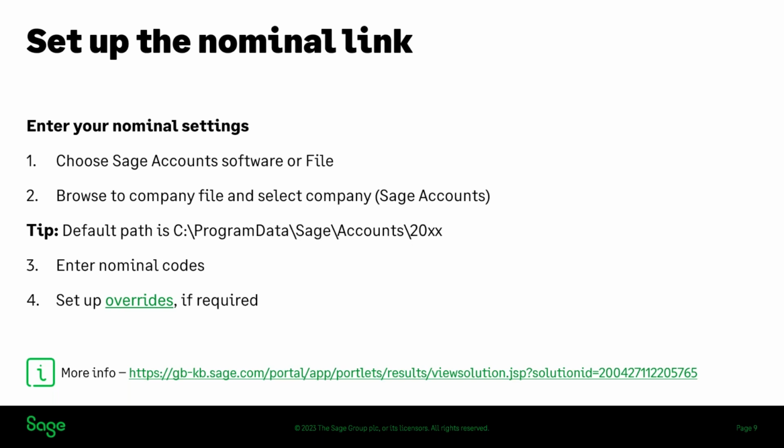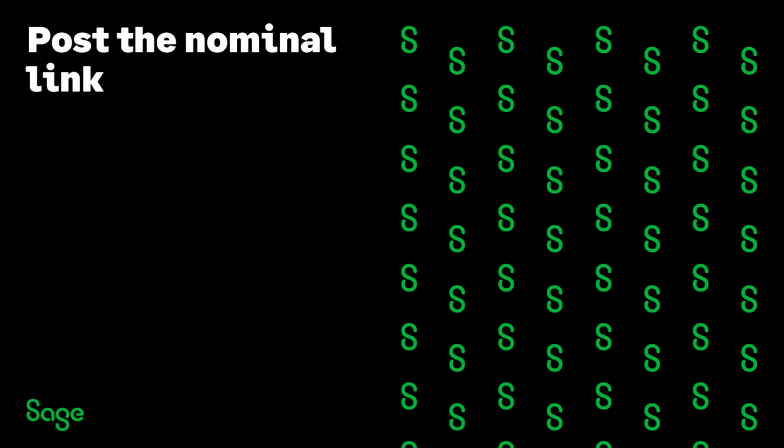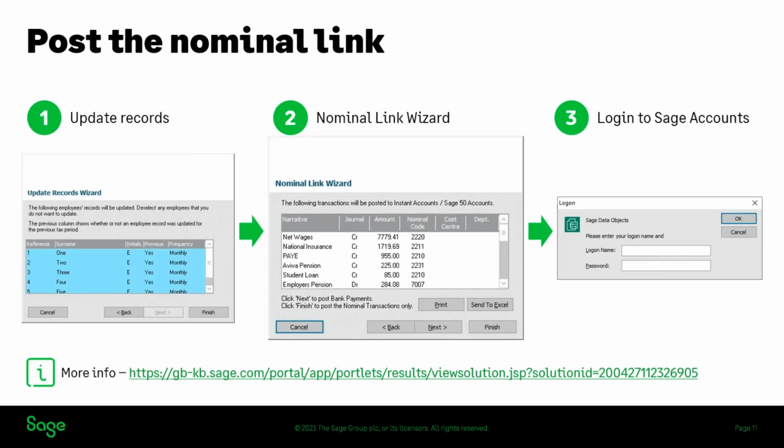So it is now time to post the nominal link. So this is where we're going to post all of this information directly into our accounts. There's a certain order you need to do this in. So first of all, you will need to update records for the period that you want to post. And ideally set your process date, or keep your process date set, to the date you want to post. You'll then run the Nominal Link wizard, which will create all of the journals.